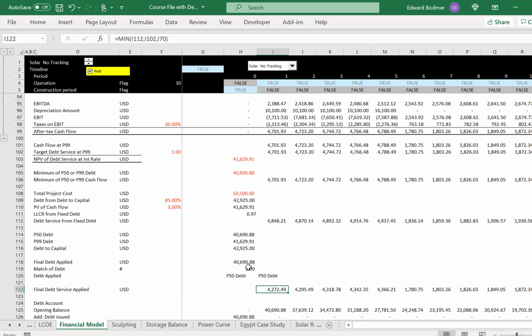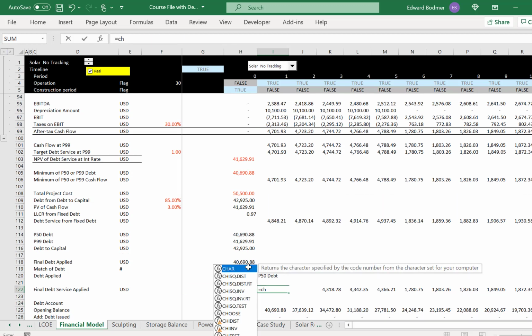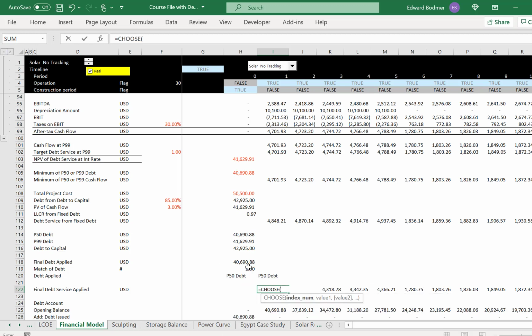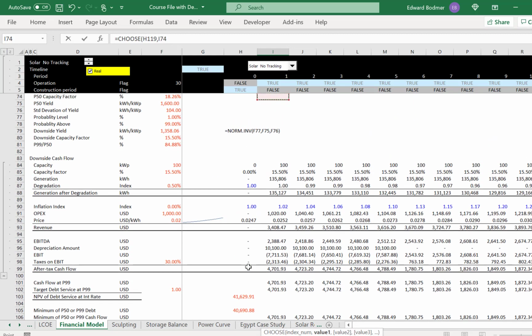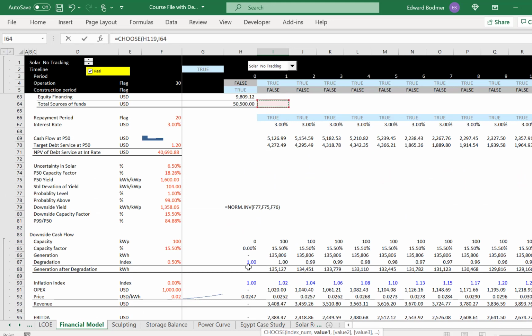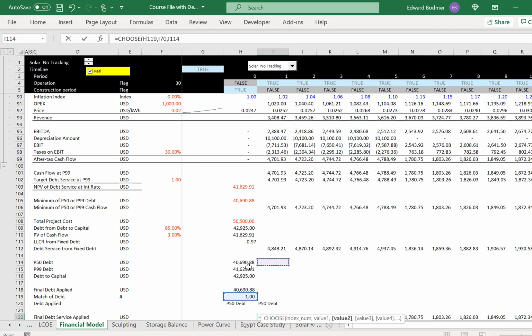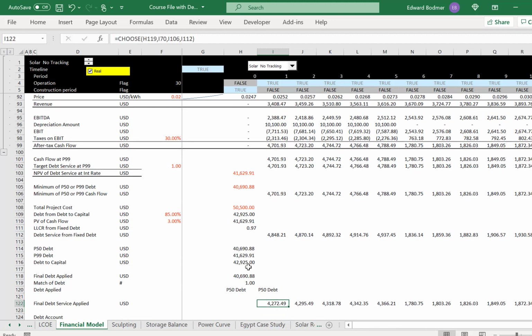Okay, and then on this one, let's use a CHOOSE function once we have this. If it's 1, we'll get the debt service. If it's 2, we'll get the debt service from the P99. If it's 3, we get the debt service from the debt to capital.